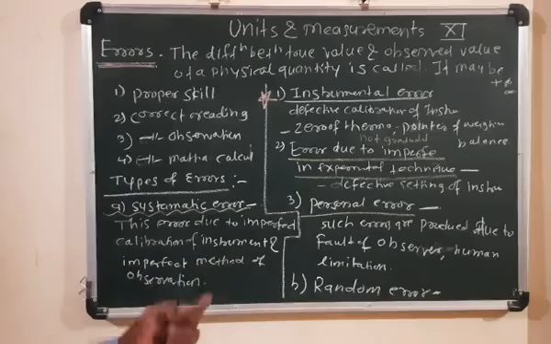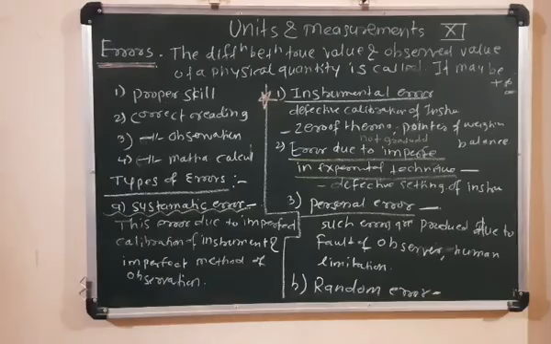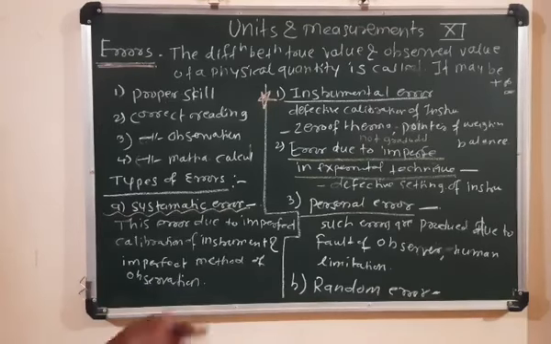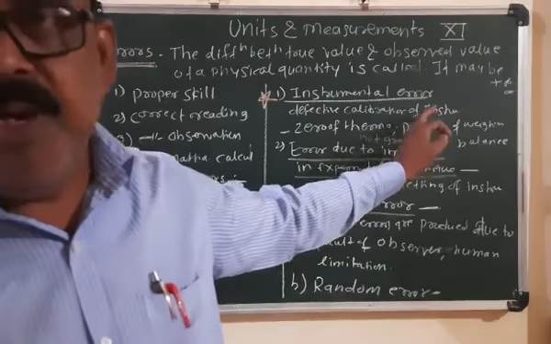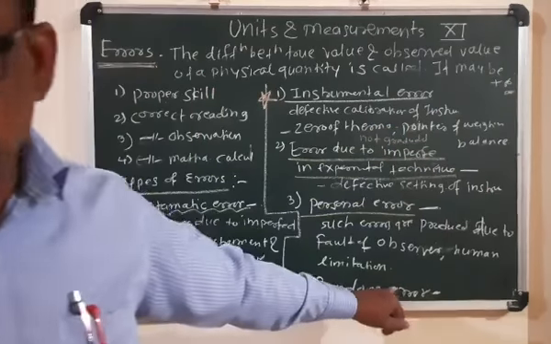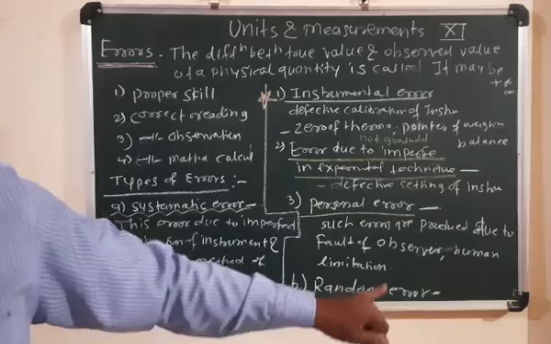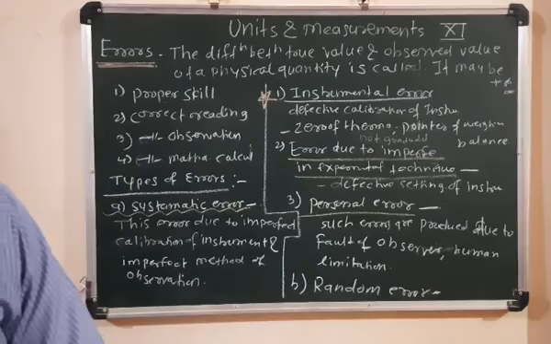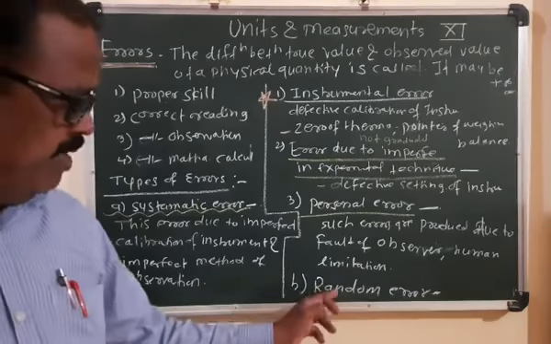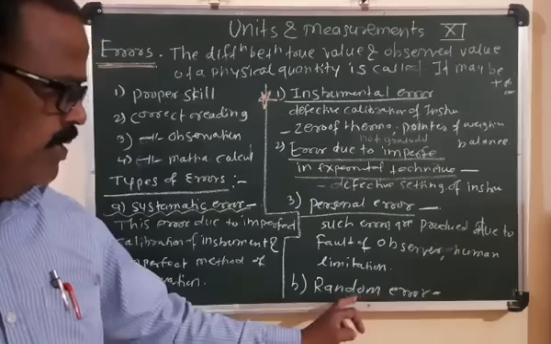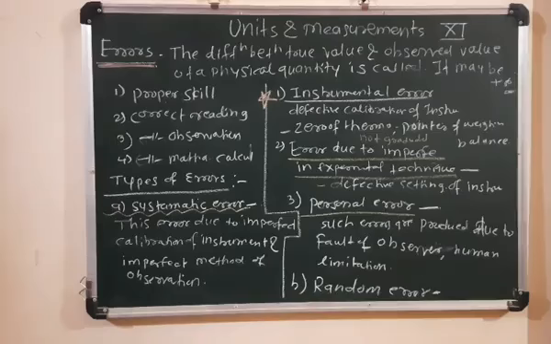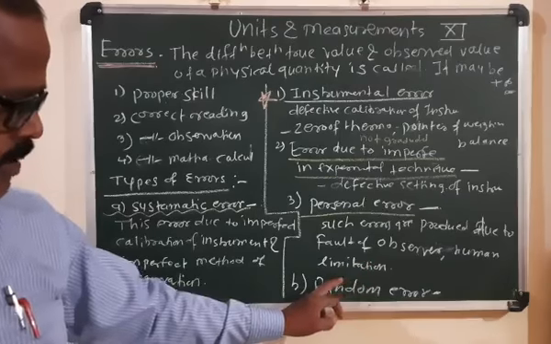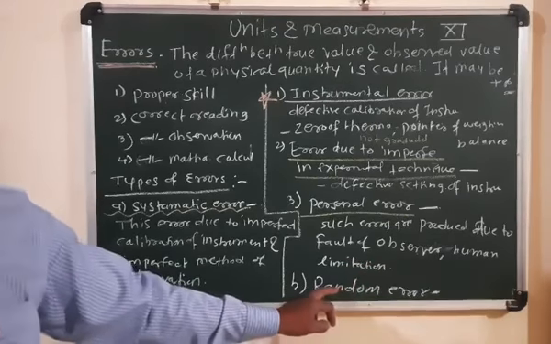In case of random error, we have taken all precautions, but change in temperature, pressure, or fluctuation in voltage while performing the experiment produces error. That type of error is called random error. Lack of skill due to human limitation also produces random error.